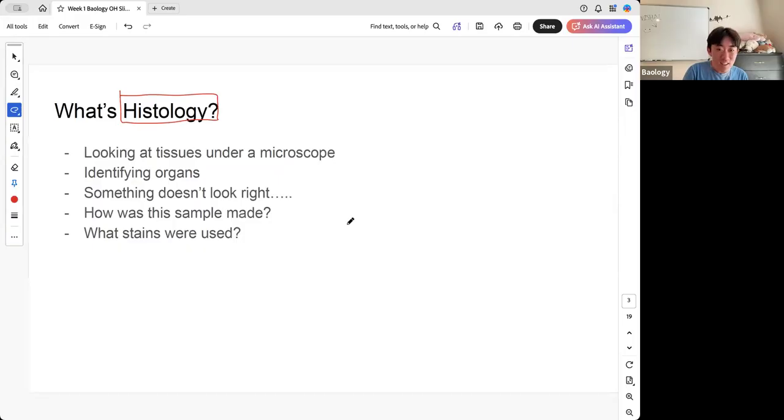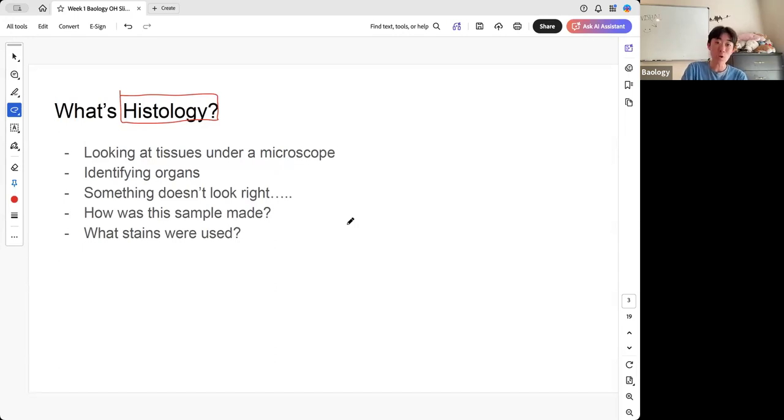I don't really know what he meant by something doesn't look right. My guess is that sometimes you're looking at histology and it's like, this doesn't look like the histologies I've seen before. And that's probably because someone has a disease. Diseases mess up your body's function, so it'll mess up the way your cells work, and that will make the histology look weird. That's what I'm assuming he meant.